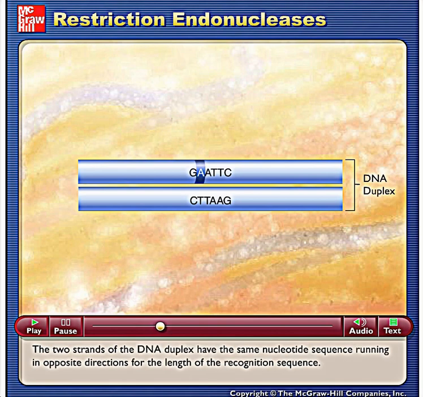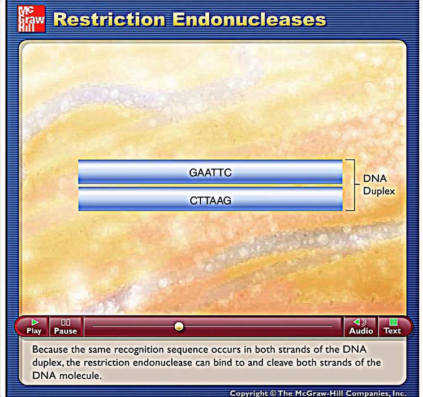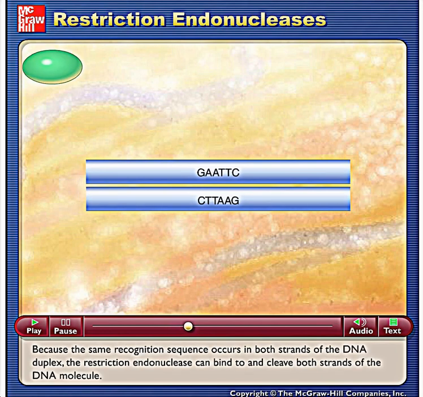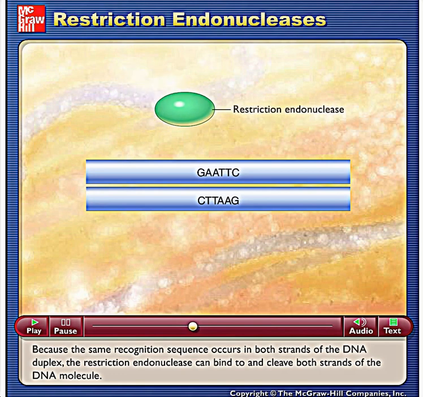The two strands of the DNA duplex have the same nucleotide sequence running in opposite directions for the length of the recognition sequence. Because the same recognition sequence occurs in both strands of the DNA duplex, the restriction endonuclease can bind to and cleave both strands of the DNA molecule.